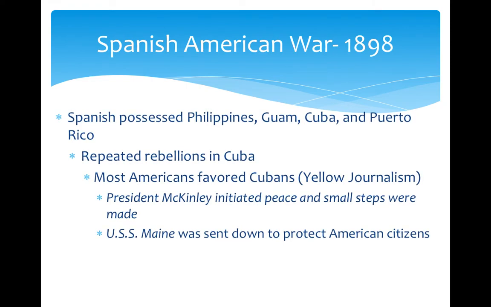Well, the Spanish-American War itself, the big things that I would write down, you have a couple of minor things there as well, but really the rebellions and the yellow journalism. Spanish possessed the Philippines, Guam, Cuba, Puerto Rico. You don't need to necessarily write that down, but I definitely would write down that there were repeated rebellions in Cuba. That really is going to be the spark of the Spanish-American War. What's interesting is that we will never actually annex Cuba. We will annex the Philippines, Guam, and Puerto Rico as territories, but we will never annex Cuba because of the policy that we're going to have with Cuba. But that would be the spark.